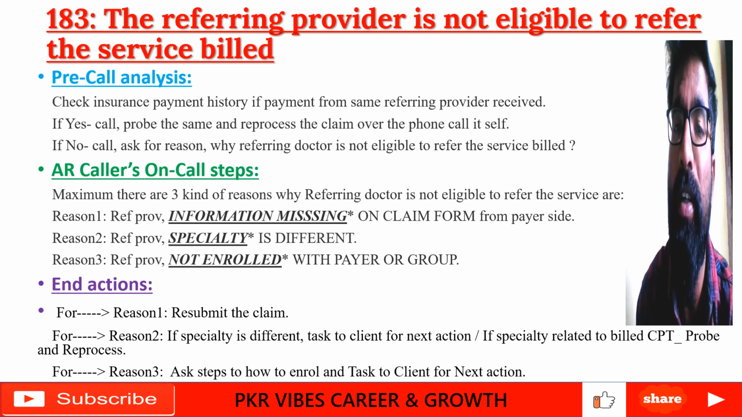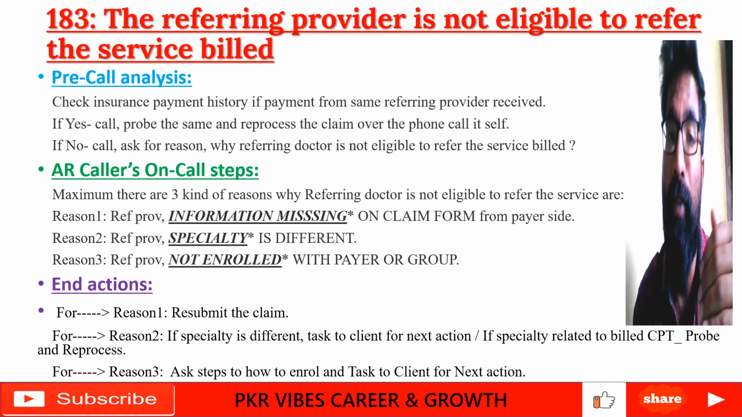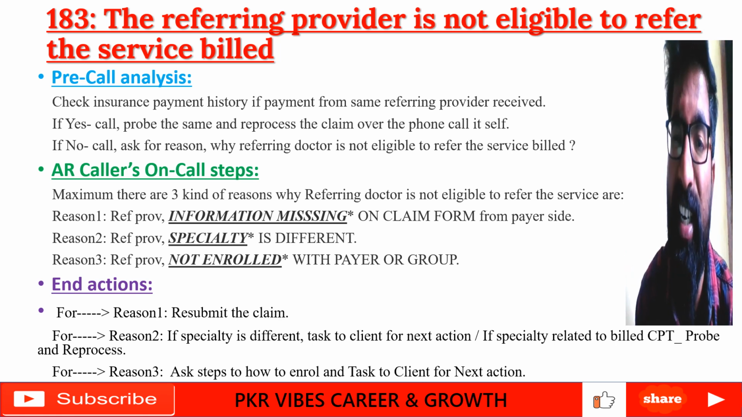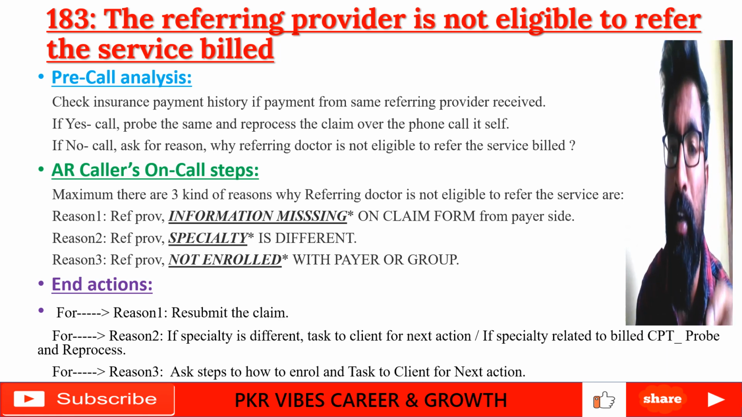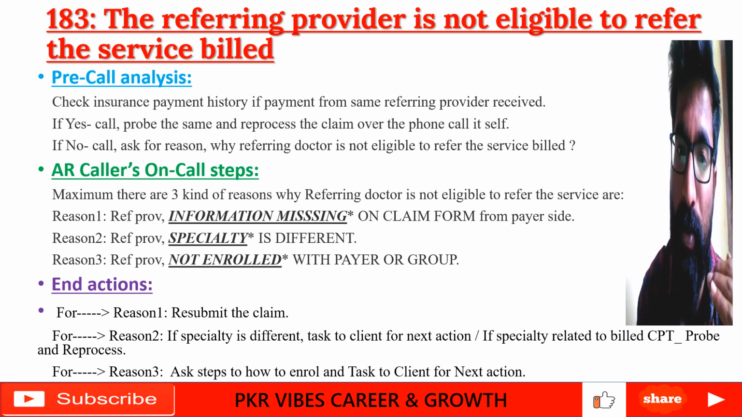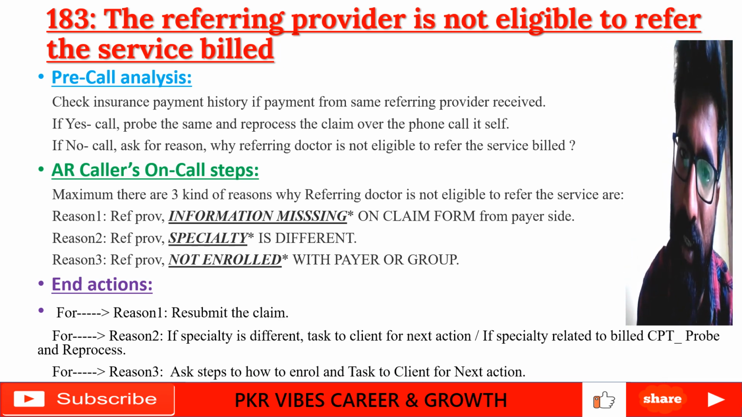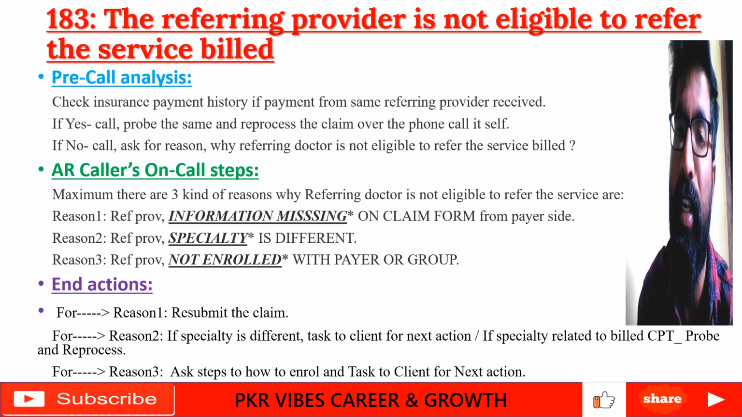If you check on your side, in your clearinghouse or in your software, you will find that information. That is nothing but from our side it is okay. From their external clearinghouse, there might be a glitch. So it is better to resubmit the claim this time. So the reason is the referring provider information is mismatching on the claim form from the payer side. Then you have to resubmit the claim to insurance from your side again. Otherwise, you should ask them, can I resubmit the claim? Yes, they will say, okay, you can resubmit the claim.